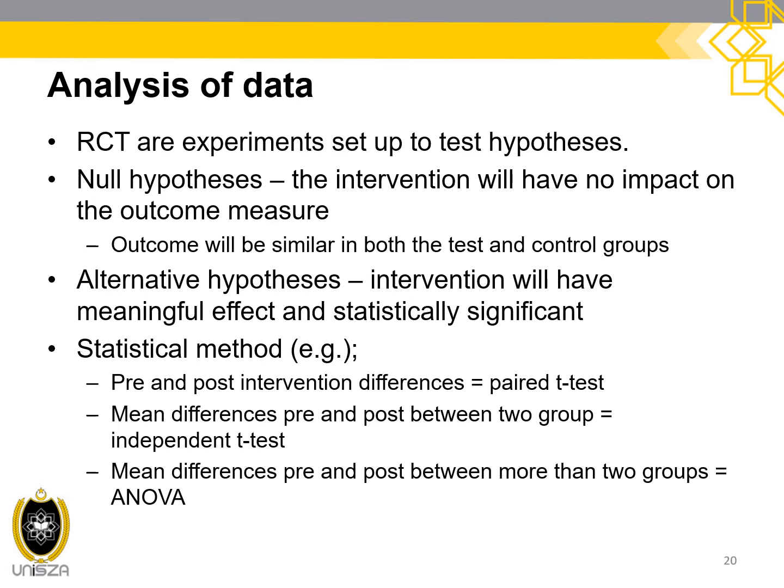The following are the common statistical methods used in RCT. The first one is pre and post intervention differences, for which we can use paired t-test. The second method is mean differences pre and post between groups. This can be done using independent t-tests. And finally, mean differences pre and post between more than two groups can be done using ANOVA. There are also other statistical methods which are more advanced in analyzing RCT data.